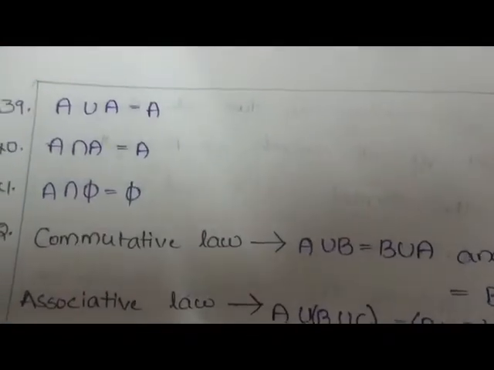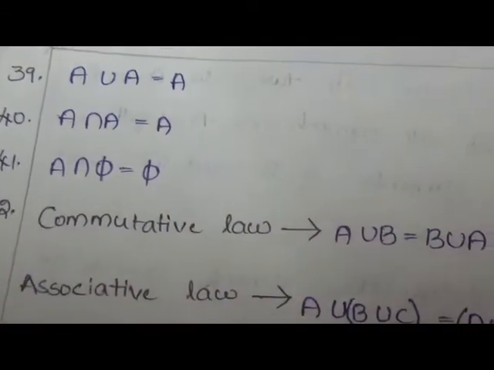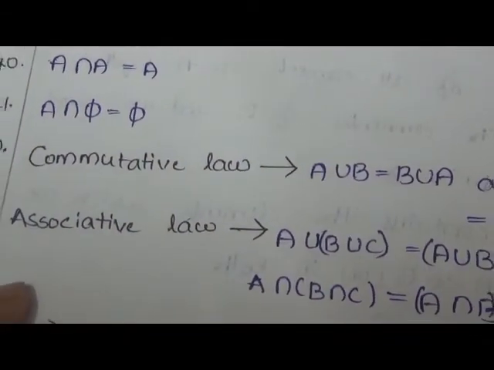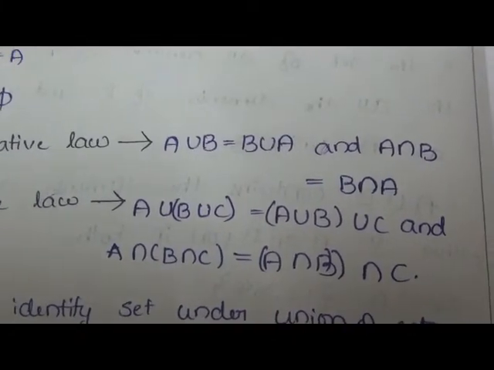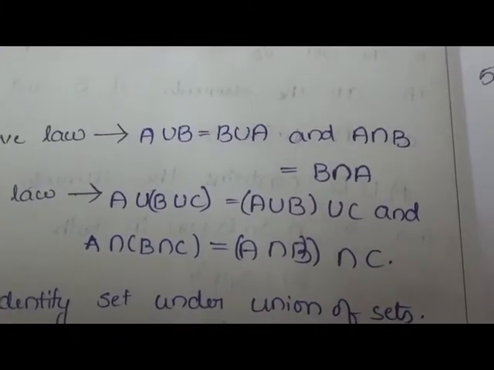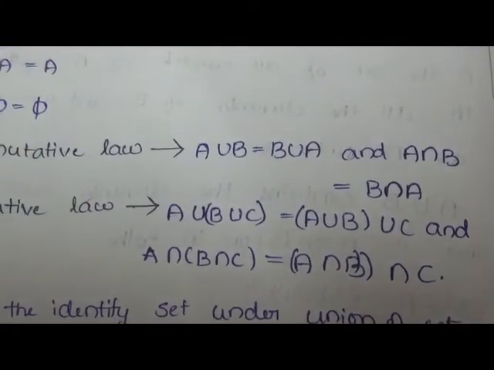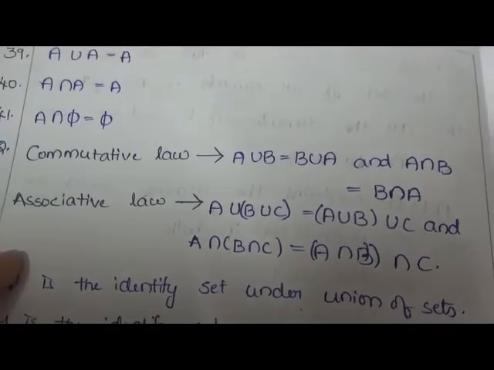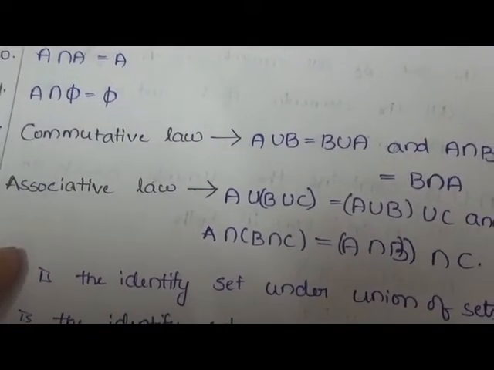These are all formulas on sets. A union A is equal to A. A intersection A is equal to A. A intersection phi is equal to phi. Commutative law: A union B is equal to B union A, and A intersection B is equal to B intersection A. These two formulas we call the commutative law in sets.